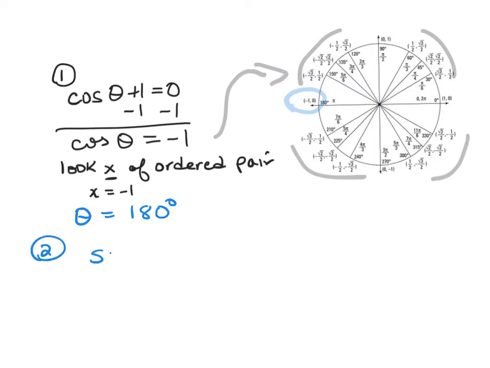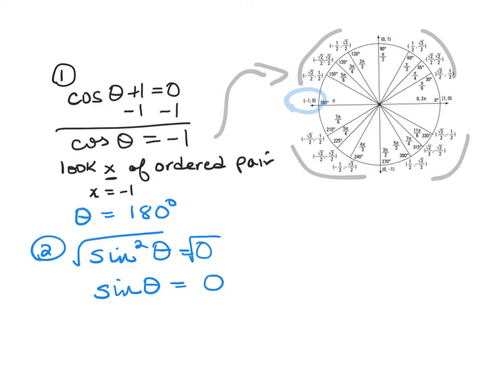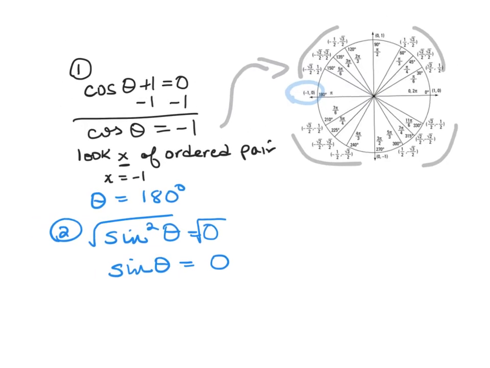Number 2, the problem is sine squared theta equals 0. In order to solve this, I'll square root both sides, and I end up with sine of theta equals 0. There's not a plus minus 0, it's just 0. So for sine, if we're going to use the unit circle, we're going to look at the y of our ordered pair, and I'm looking for a y value that's equal to 0.